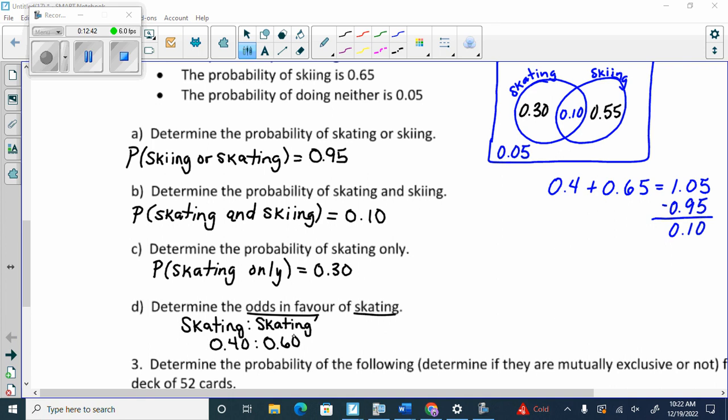Now type this into your calculator. Go 0.4 divided by 0.6, because the odds dots you can use as a division symbol. Then math, enter, enter. What does it reduce it to? 2 to 3, right? So they could give it as an odds without a decimal.